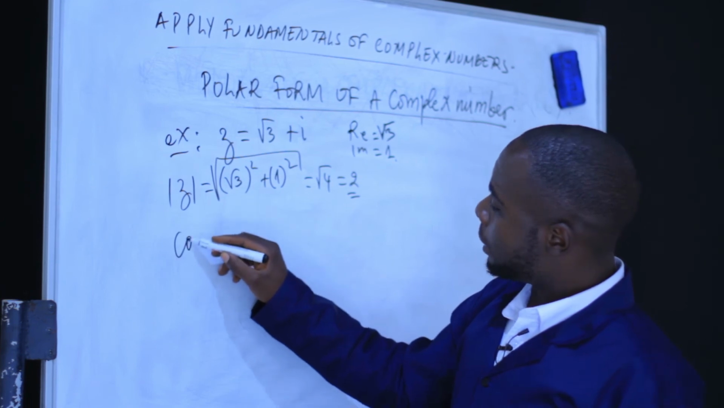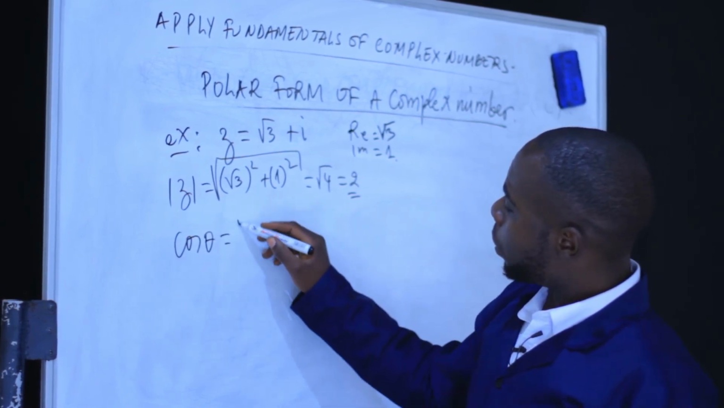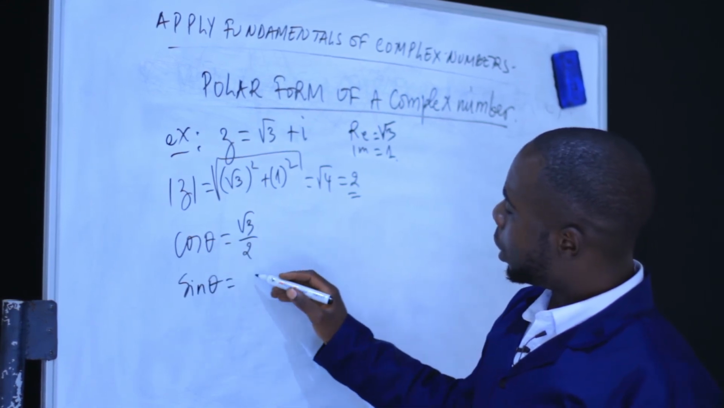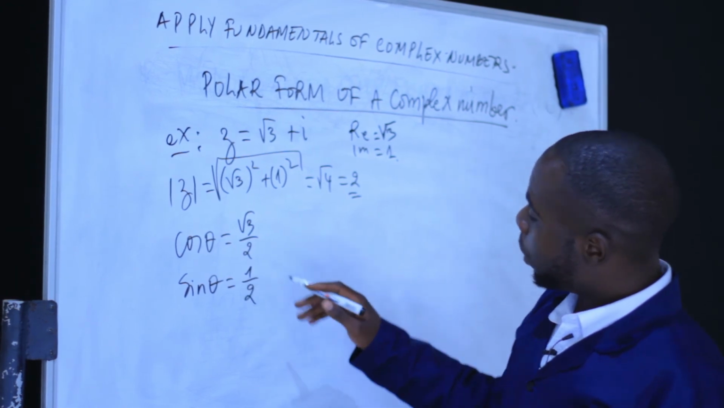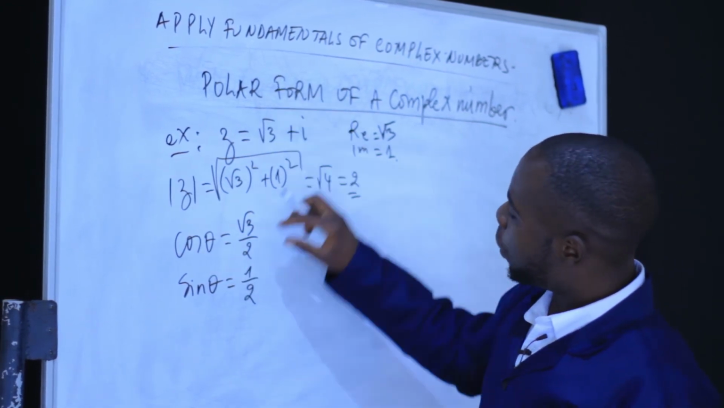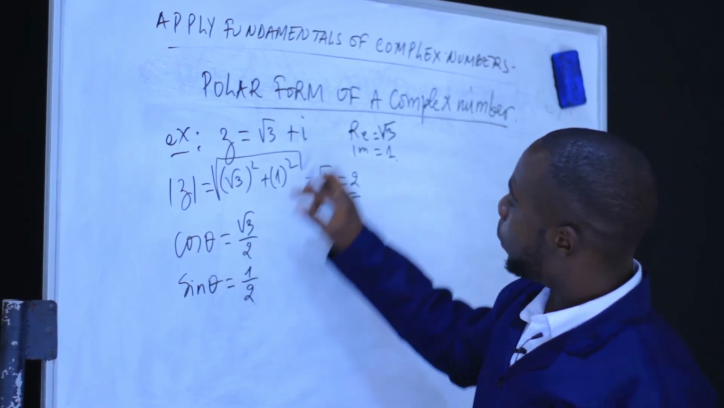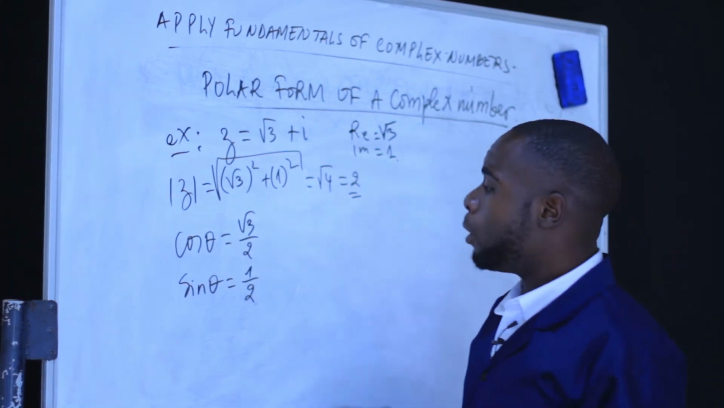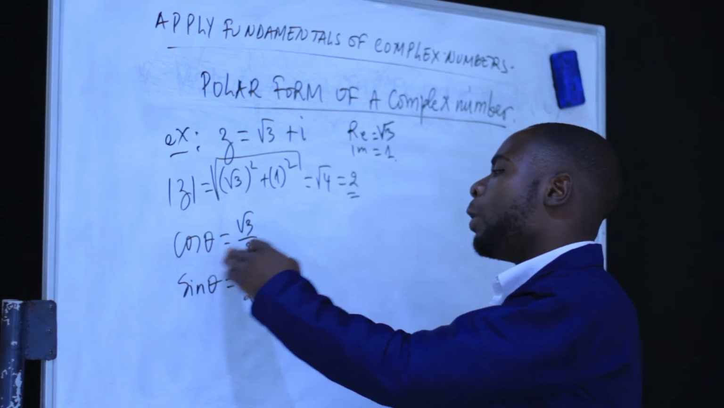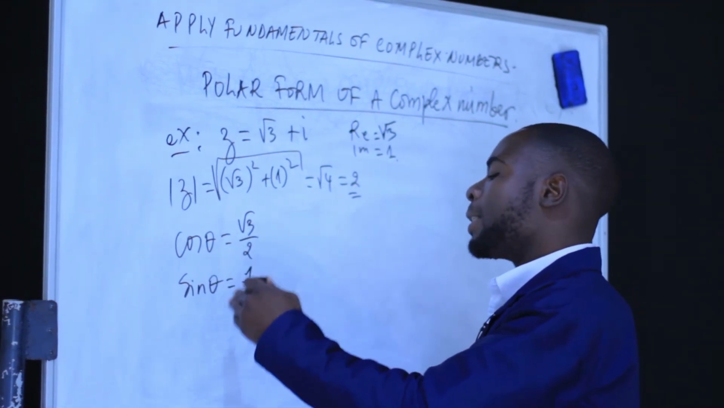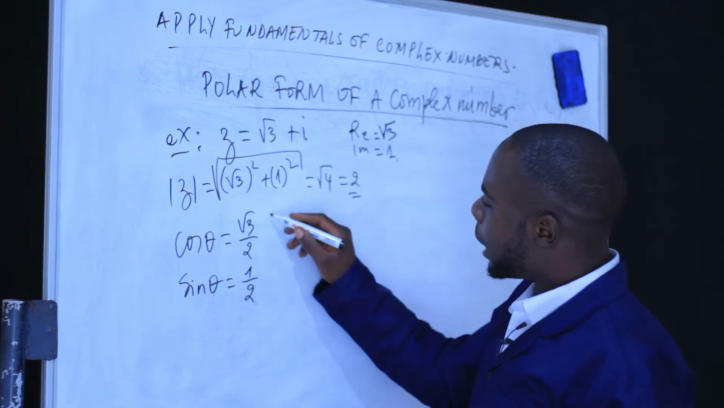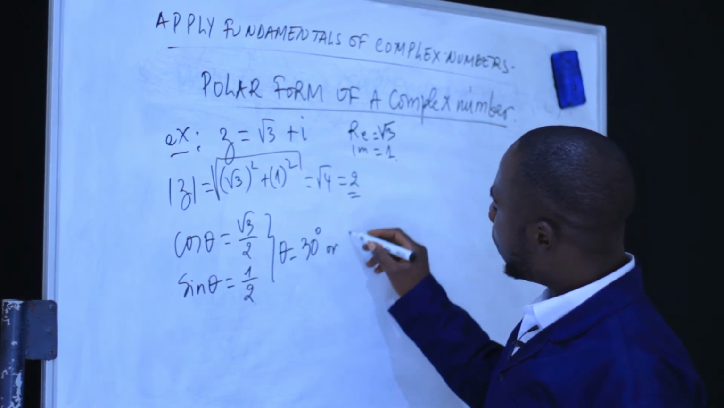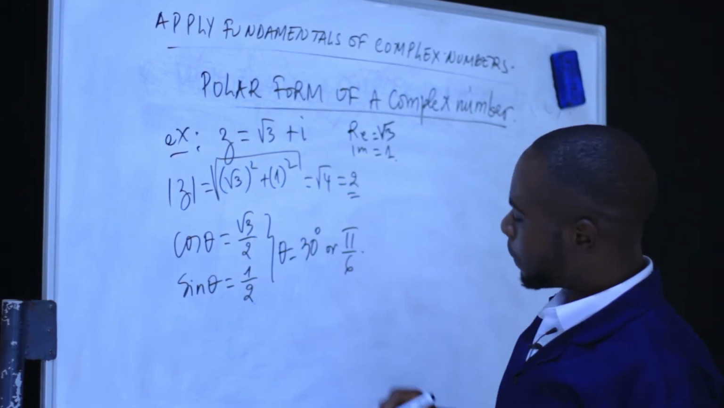Then cosine theta is equal to the square root of 3 over 2, and sine theta will be equal to 1 over 2, because for cosine theta we take the real part over the modulus, and for sine theta we take the imaginary part over the modulus. The angle whose cosine is the square root of 3 over 2 and whose sine is 1 over 2 is the angle of 30 degrees, or pi over 6.